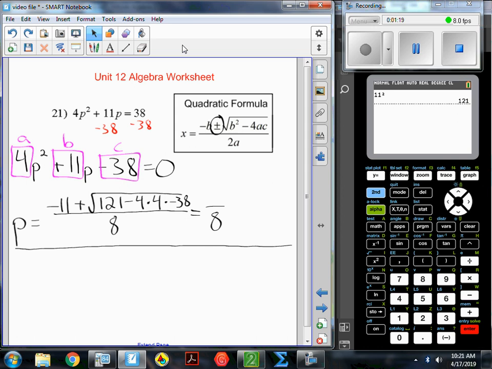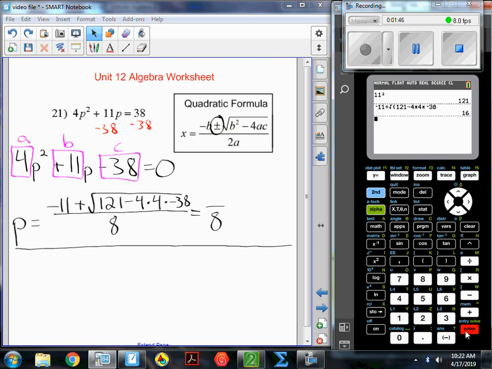I don't type in 2 times a because depending on how you use your calculator, if you try to divide by 2 times a, you could make a mistake. So this eliminates that mistake. The process that I use for solving eliminates the mistakes. So negative 11 plus the square root of b squared is 121, minus 4 times the a value, which is 4, times the c value, which is negative 38.